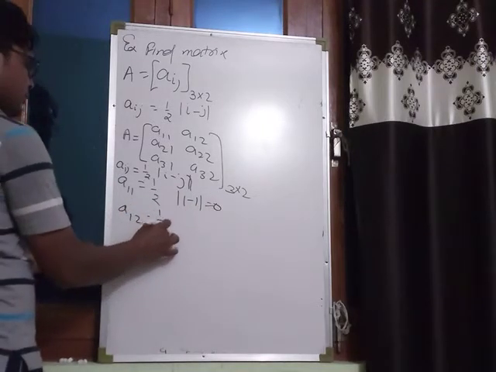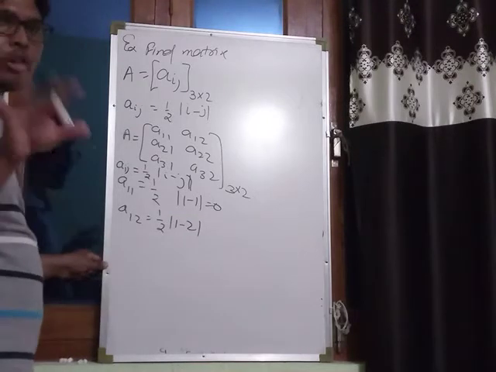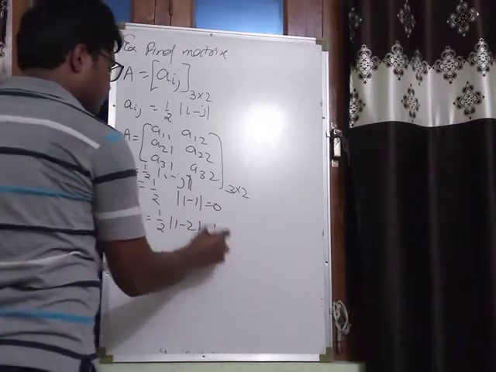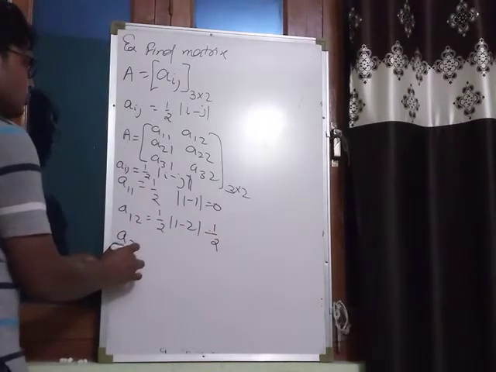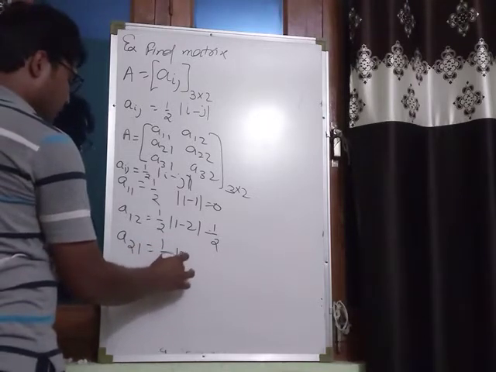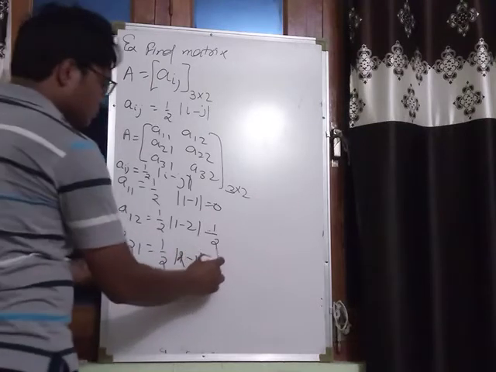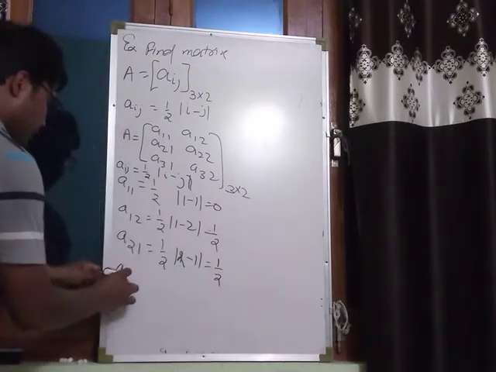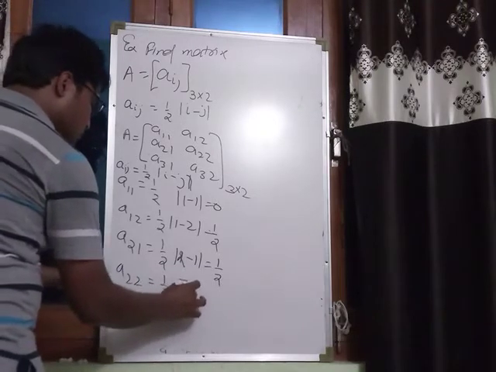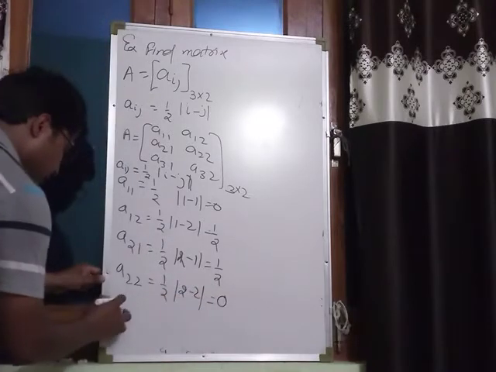A12 that is half mod 1 minus 2. So 1 minus 2 क्या आएगा? Minus 1. mod उसको 1 बना देगा. 1 into 1 by 2, that is 1 by 2. Now A21 that is half mod i minus j. 2 minus 1. 2 minus 1 is 1, so 1 by 2. A22 that is half mod 2 minus 2, that is 0 by 2, that is 0.